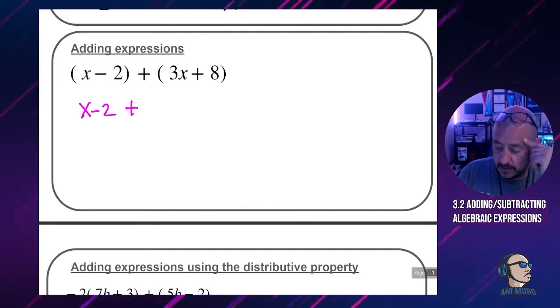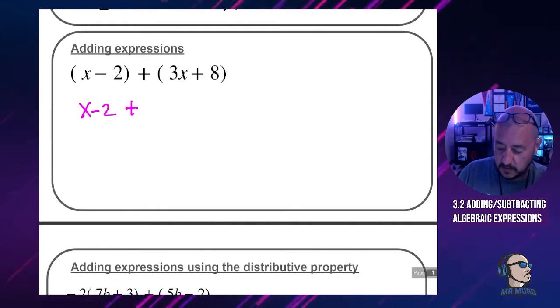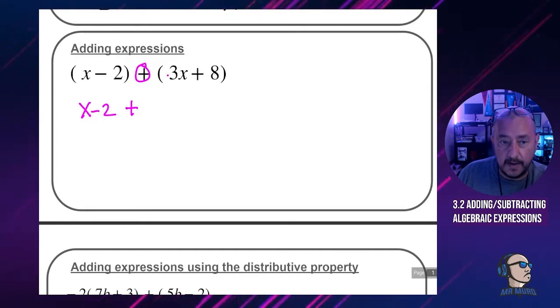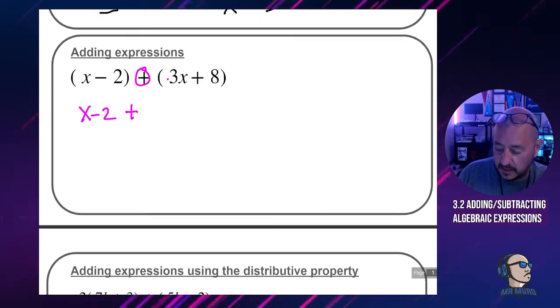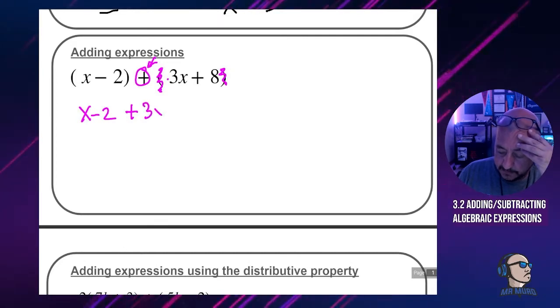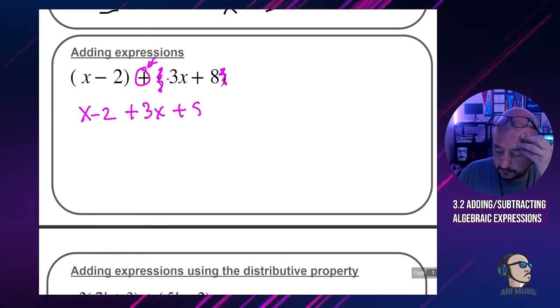Now there's nothing in here either. Because we have a positive out here, a positive times a positive here is still going to be a positive 3x. So technically, since it's addition right here, I could get rid of those parentheses and just write it as 3x plus 8 in this example.